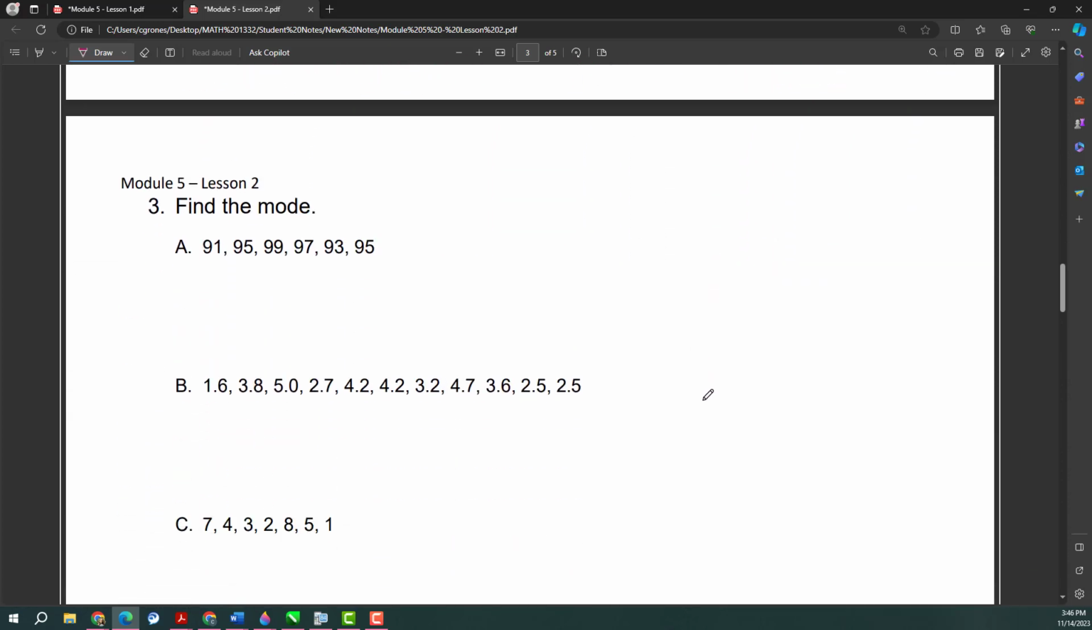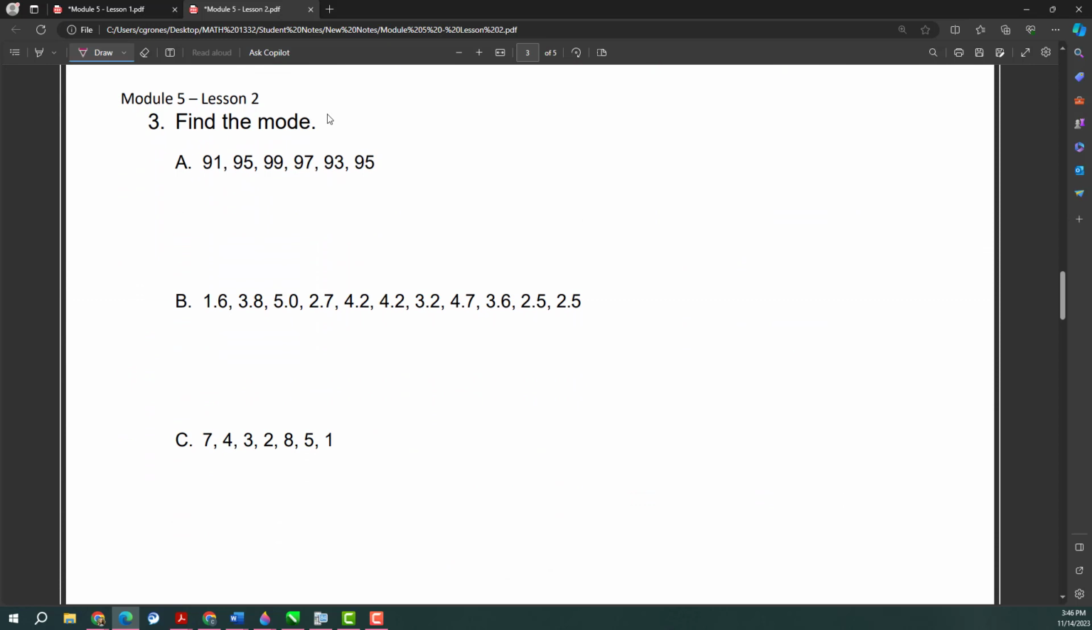Okay. All right, our mode. Mode equals most. So the number that appears more often than the others. So what would our mode be on A? 95, because it is in there twice. Everything else is only in there once.